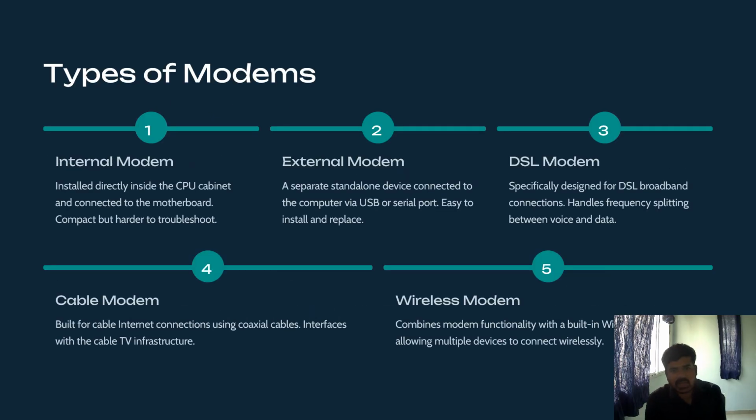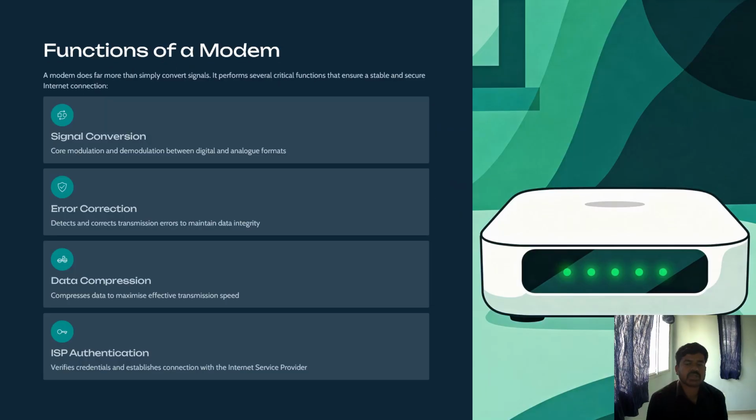So now, types of modems. The first one is the internal modem, inside the CPU. The second one is the external modem, a separate device. The third one is the DSL modem, for DSL. The fourth one is the cable modem, for cable internet. Wireless modem, modem plus Wi-Fi router combined. Modern homes usually use a wireless modem router.